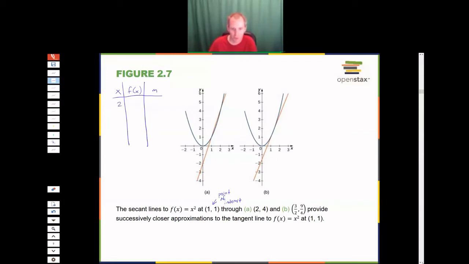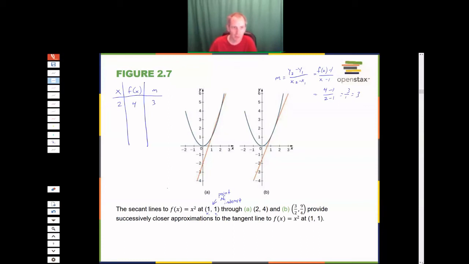If I plug 2 into my function, 2 squared is 4. Now slope is y2 minus y1 over x2 minus x1. But my first point, my x1, y1, is the point (1, 1). So I can always think of this as f of x minus 1 over x minus 1. So I plug in my 2 and my 4, and I get 3 over 1, which is 3.